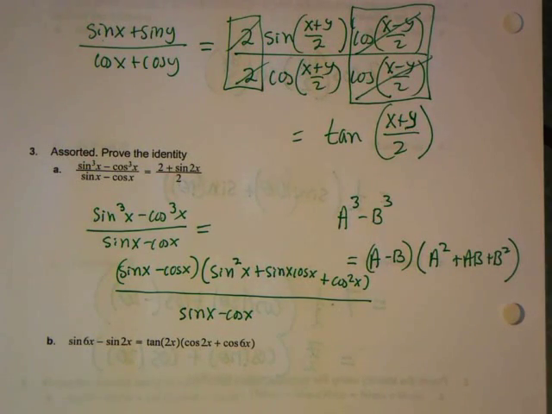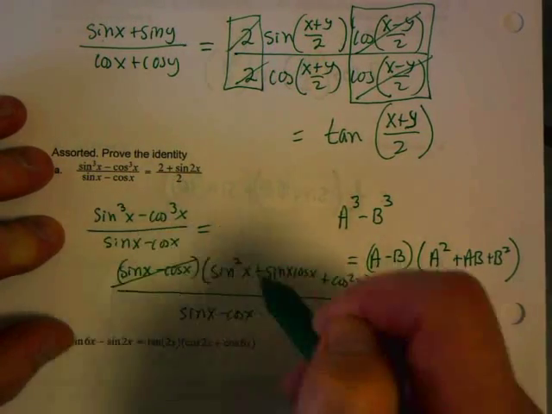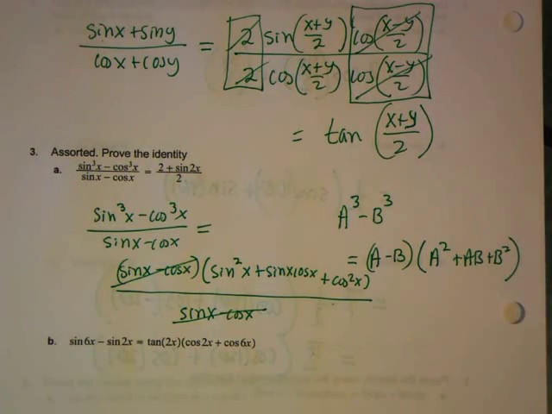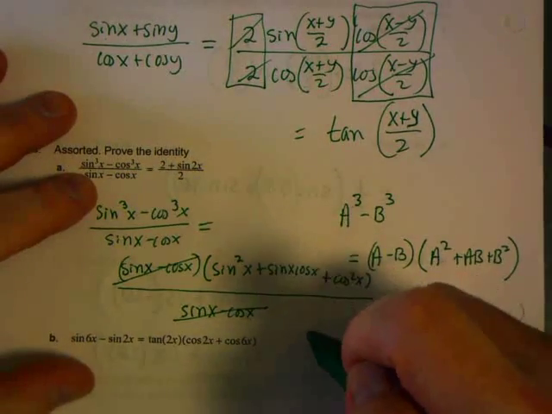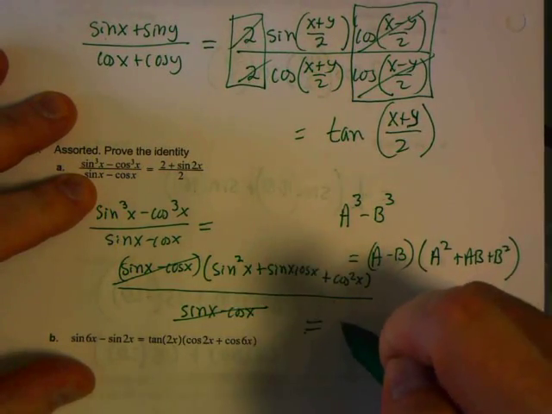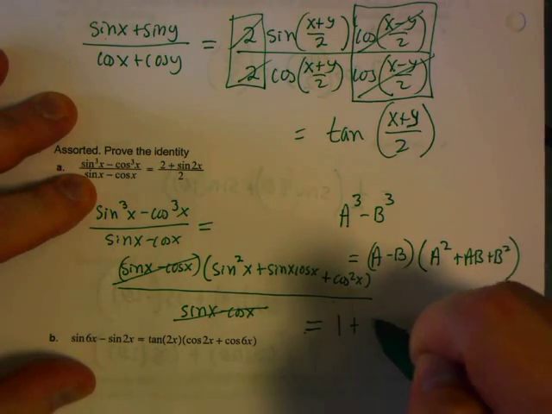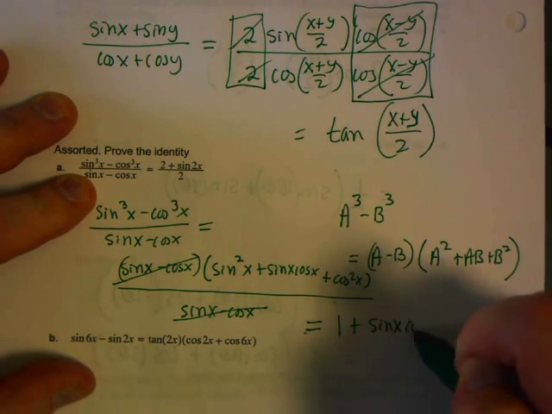Alright, well once you know that formula and once you get that factoring, this problem becomes a lot easier. Why is this problem now a lot easier? I can reduce stuff. The sine x minus cosine x reduces with the sine x minus cosine x. And what other good things happen? Oh, that is your 1. Sine squared plus cosine squared is 1. And sine x cosine x is 2 sine. So this is 1 plus sine x cosine x.